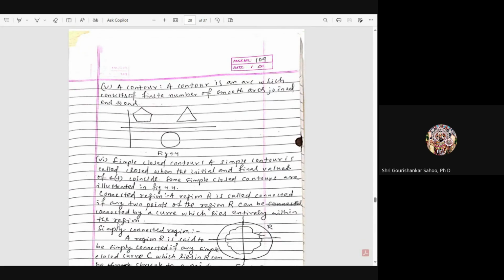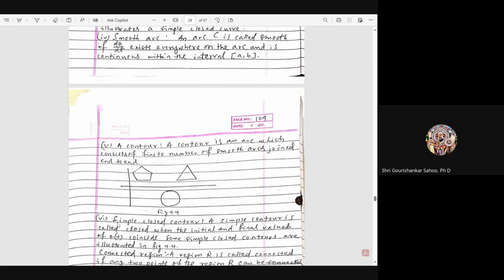A contour is an arc which consists of a finite number of smooth arcs joined end to end. So what is a smooth arc? A smooth arc is an arc where dz by dt exists everywhere on the arc and is continuous within the interval. So if you have a z and at all the points the first derivative exists in the interval, then it is a smooth arc.